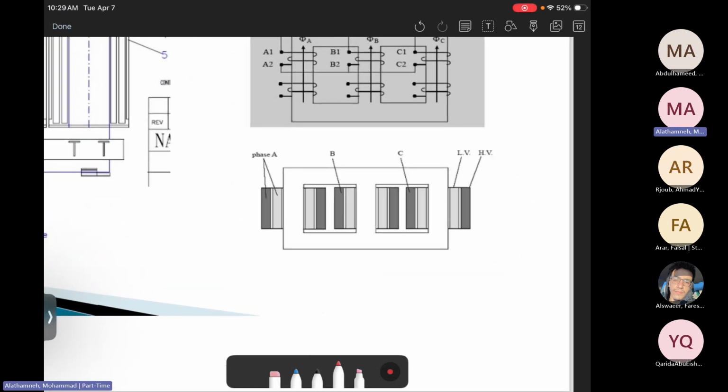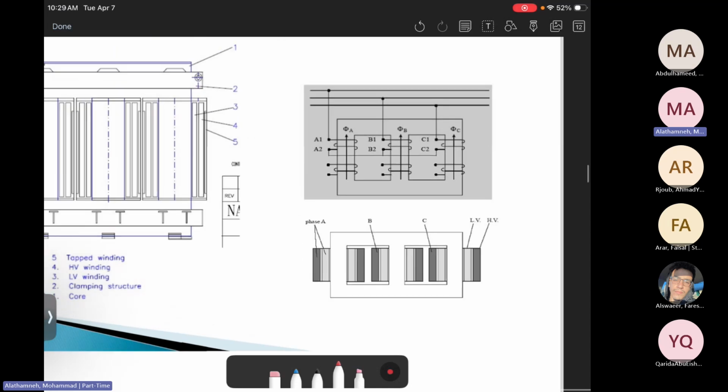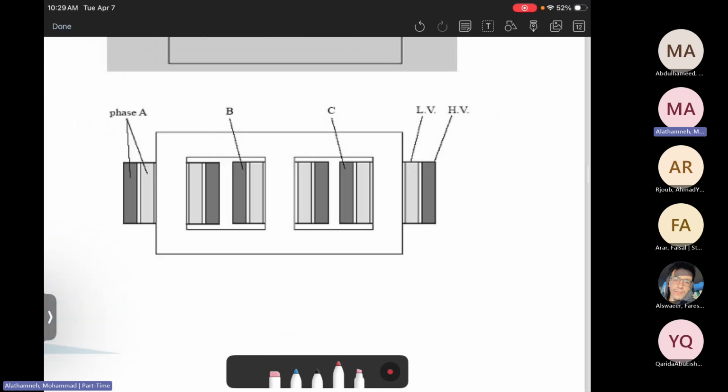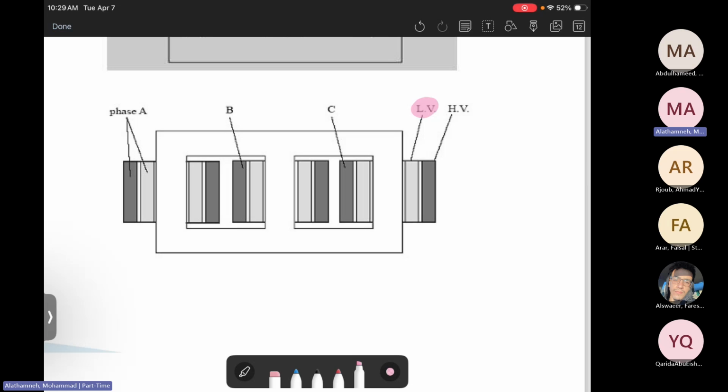Here, this one is also core, but we just like to let you know about the windings. When you look at the windings, you will see the low voltage inside, the high voltage outside, when we look at the coil. The other thing you can say, if it's a step-down transformer, the secondary is inside, the primary is outside.